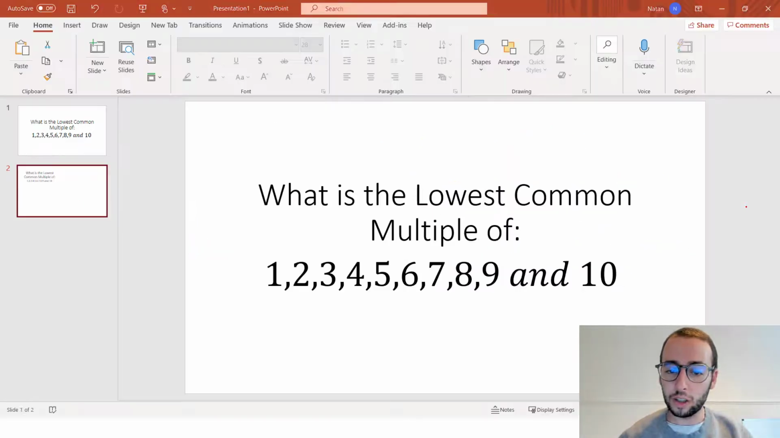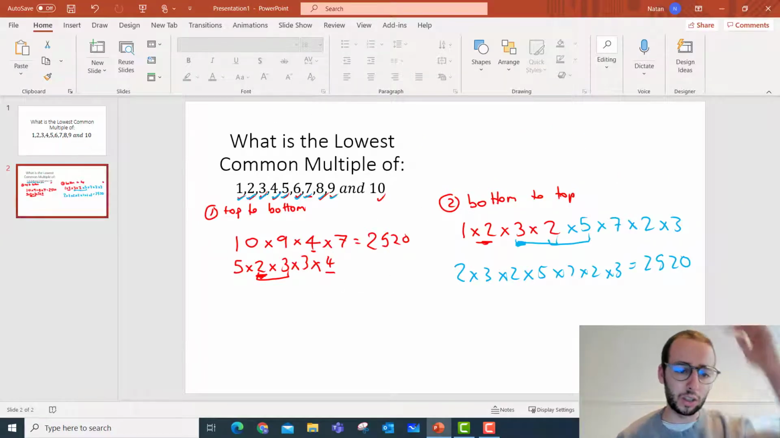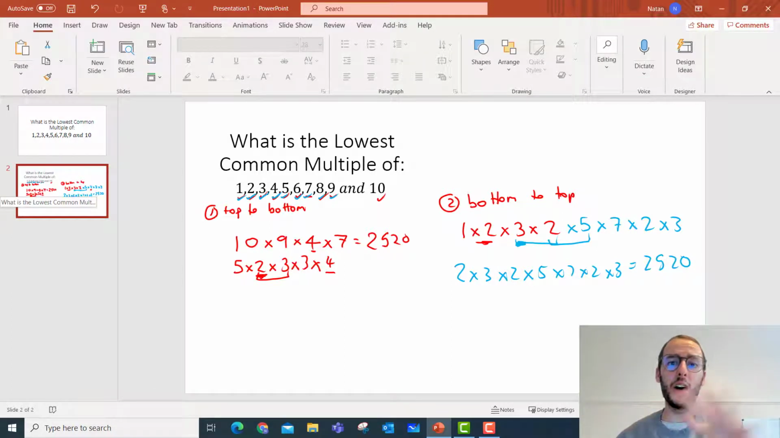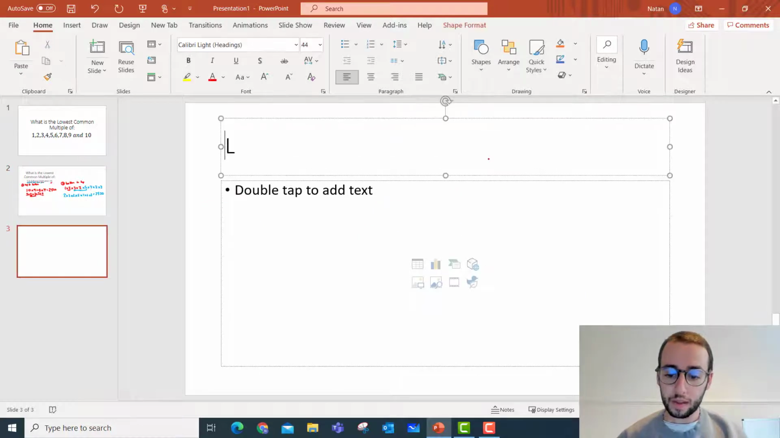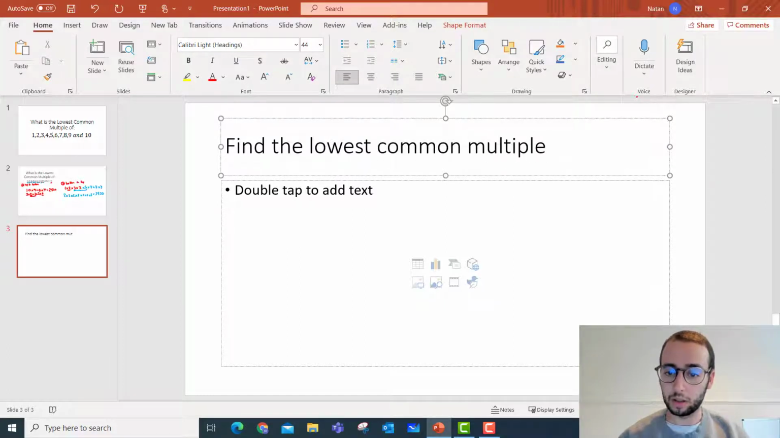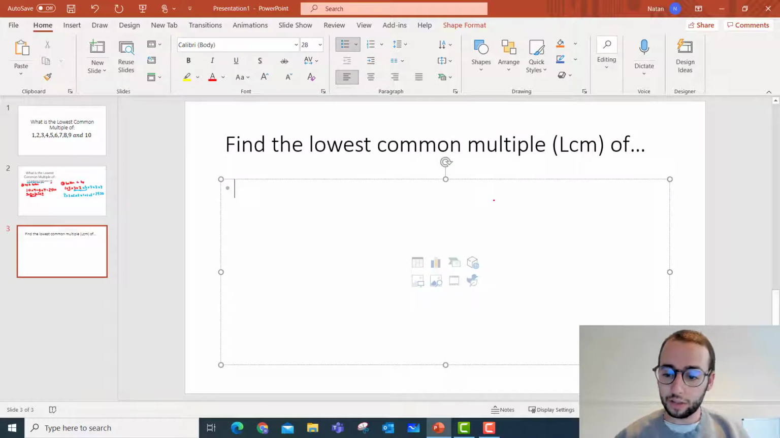So what we're going to do is talk about how we could get students to do that. Now the way I would place this in a scheme of work or in a section of lessons is we would have already done simple lowest common multiples. They'll know how to find the lowest common multiple of 2 numbers. So what we can do is find the LCM of... and now let's just do lots of questions.